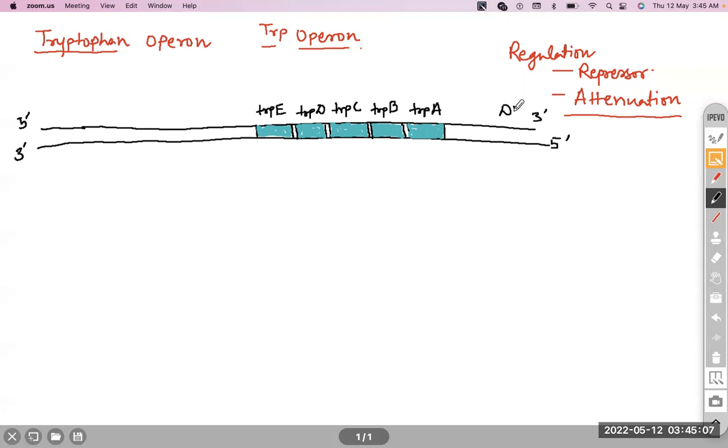This is DNA. Then comes a region which I will show you in detail later, and this region is responsible for attenuation. This region, okay? So I'll come to that later.